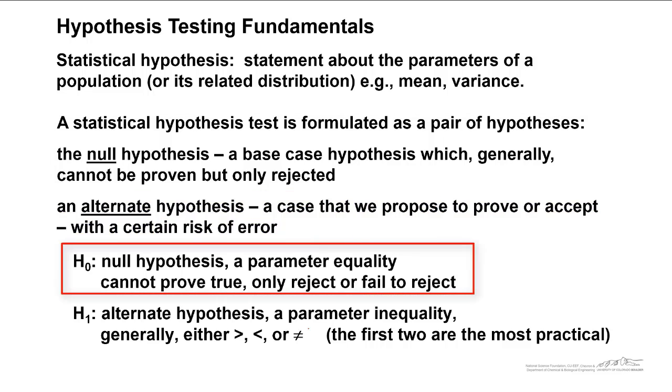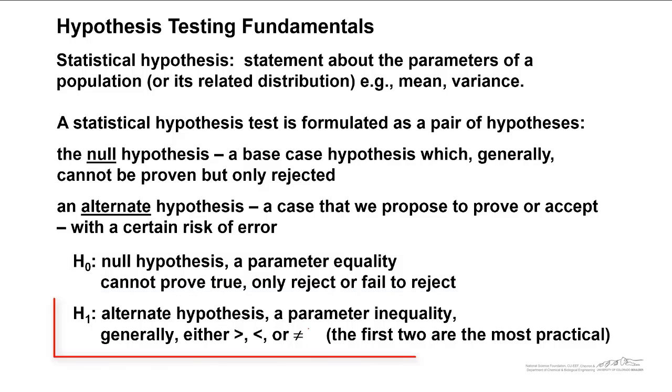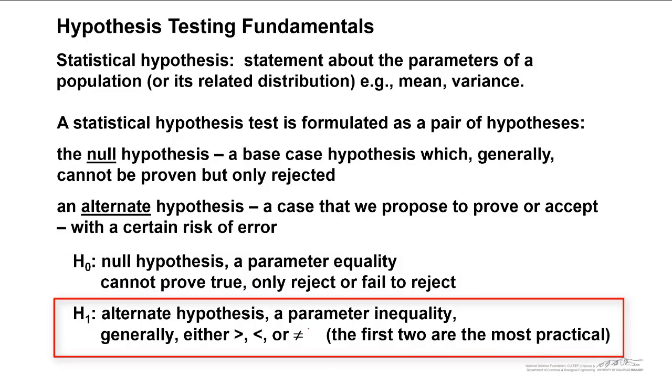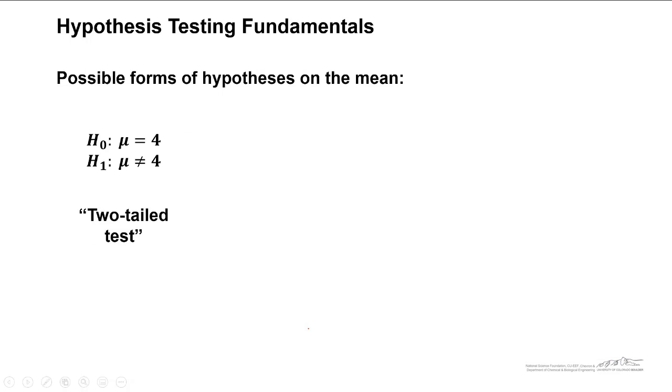The null hypothesis we oftentimes denote as H naught. It's a parameter equality. You cannot prove true, only reject or fail to reject. H1 is the alternate hypothesis. It's usually a parameter inequality. It's generally greater than, less than, or not equal to. The first of these two, greater than or less than, are the most practical and most common when we perform hypothesis tests.